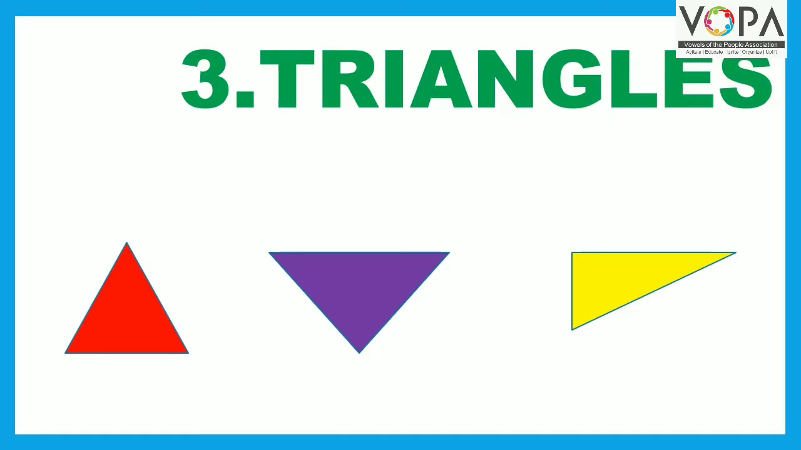My dear students, in previous standards, you must have studied the definition of triangles and the types of triangles. Based on sides, they are equilateral triangle, isosceles triangle, and scalene triangle. Based on angles, the types are acute angle triangle, right angle triangle, and obtuse angle triangle.